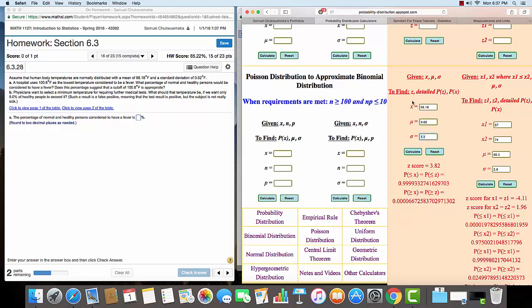Oh, I didn't. 98.18. Okay, here that's the mean, and standard deviation is 0.62. All right, what about the x? The x is 100.6. Okay, calculate.